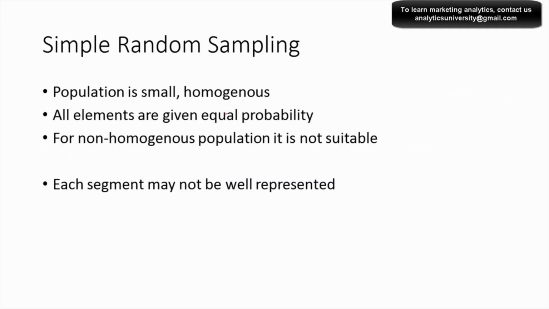Simple random sampling is a probability sampling, and this is also a typical case where each and every observation or element in the population has equal probability of being selected in the sample, and that's why it's called simple random sampling. It's used mostly when the population is small and homogeneous, because it's computationally very expensive. So if the population is small and homogeneous, we go for simple random sampling.